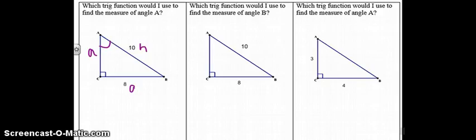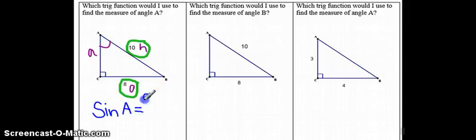So if we were to look at the numbers that we have, a number of 8, which is our opposite, and a number for the hypotenuse. So if we have opposite and hypotenuse, that means we're using sine. So the sine of A is equal to the opposite, which is 8, over the hypotenuse. Let's look at one more.